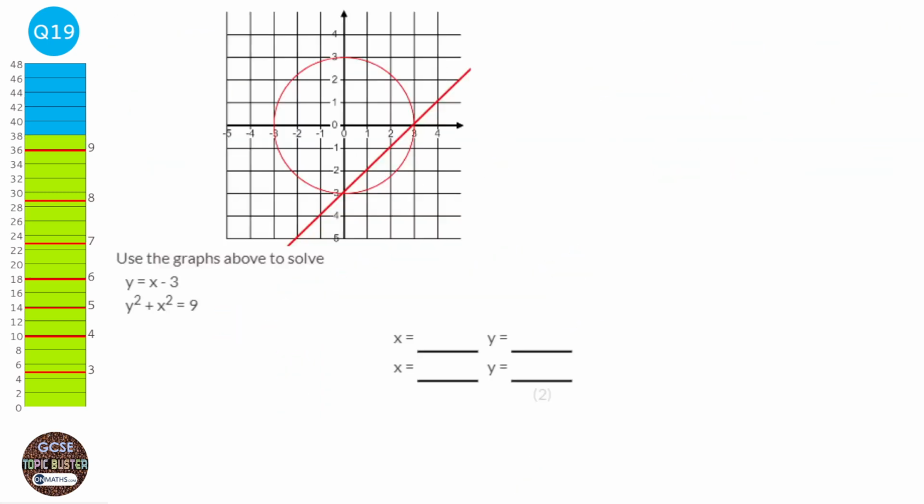And there we go. When solving simultaneous equations, when you have the equations drawn graphically, the solutions are just where the two lines cross. So we've got a solution here and a solution here. So the first solution is that x is 0 when y is minus 3, and our second solution is that x is 3 when y equals 0.